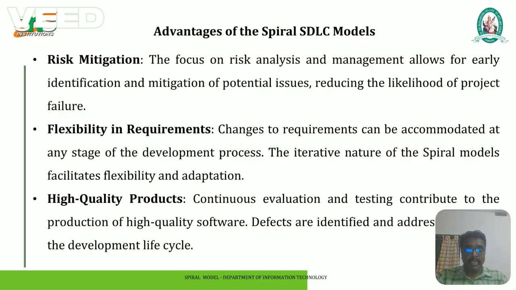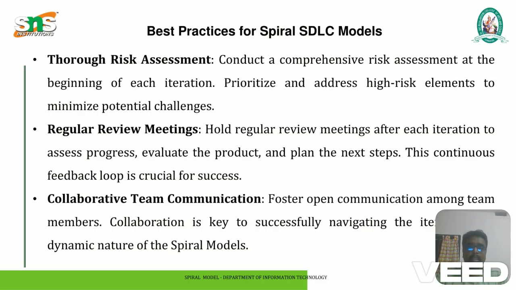So the nature of the spiral model is excellently adaptive, and it also enables us to produce a high quality product, so that even though a change is made at the final stage, this model helps us adapt to it easily. It also helps us identify the different defects and address them early, so that during the development life cycle we are not facing any problems or issues. Next one is thorough risk management. One of the major impacts is the risk analysis. It helps us identify the high risk elements, and at the same time it helps minimize the potential changes made to the actual software.